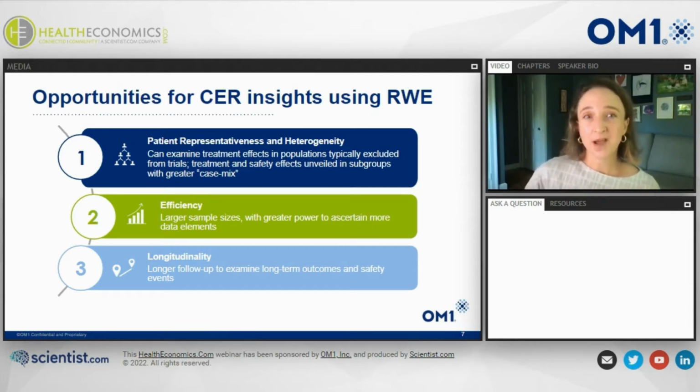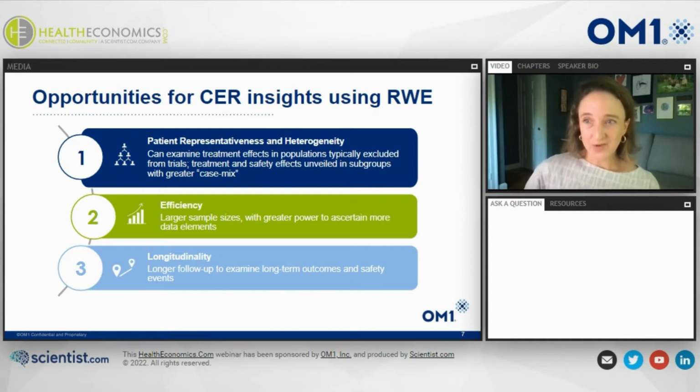So as compared to trials, RWD offer large increases in the number of patients enrolled or available, but also the number of data elements or variables that can be ascertained at relatively reduced resources or costs. So this allows us not just more statistical power, which is great, but also the greater number of data elements can offer potential for profound characterization of cohorts and data elements also for control of bias.